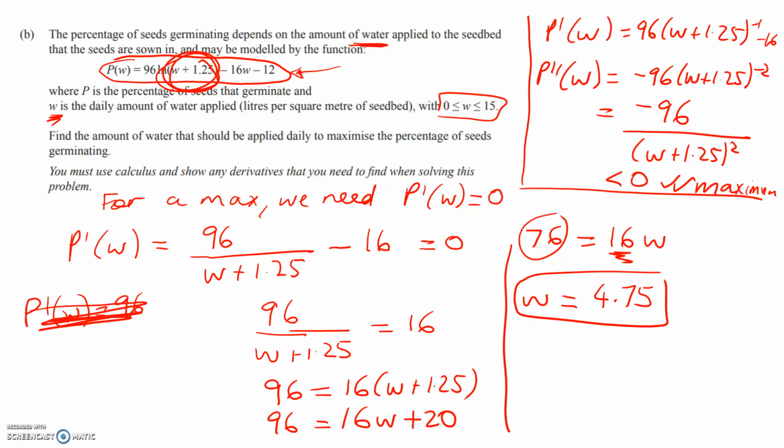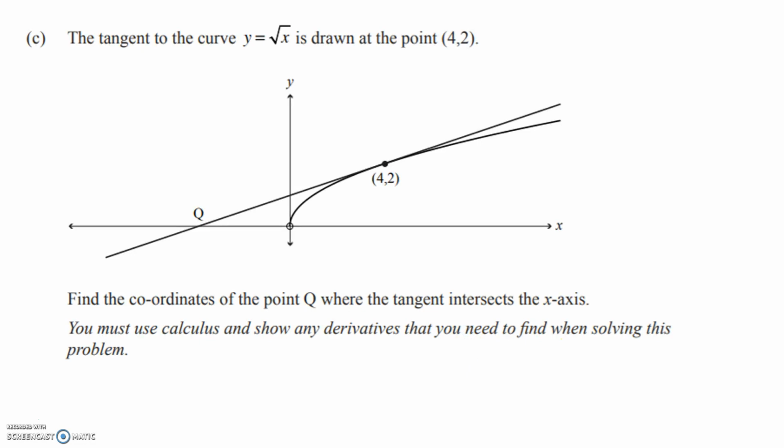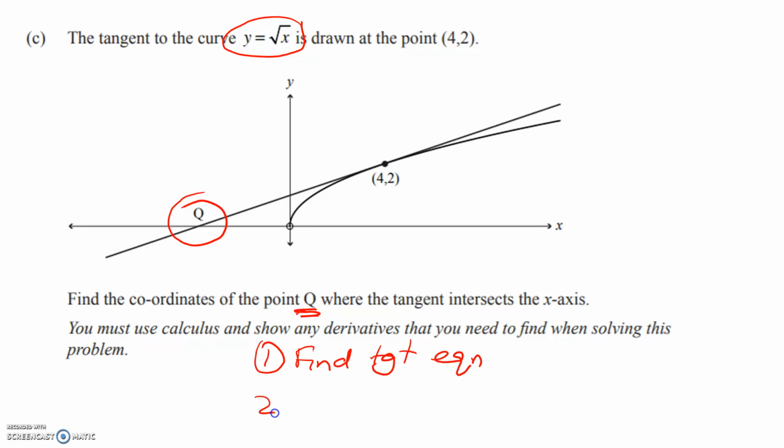Right, on to the harder part of this video, which is question C. Right, so in C, we've got a curve. The curve is y equals the square root of x. And we've got a tangent to that curve drawn at the point 4, 2. And we need to find the coordinates of point Q over here where the tangent intersects the x-axis. So what are we going to do? Well, we're going to find the tangent equation, and then solve for y equals 0.